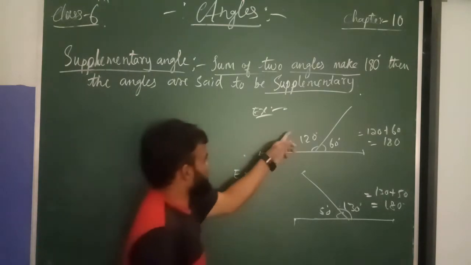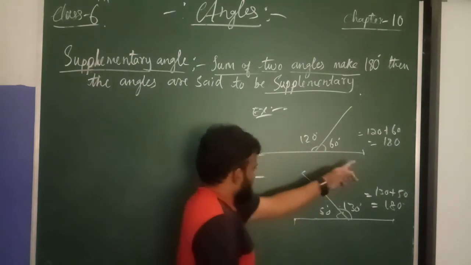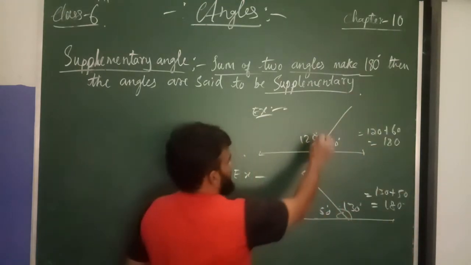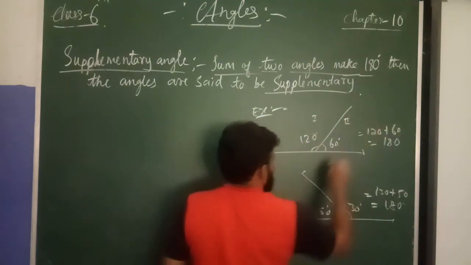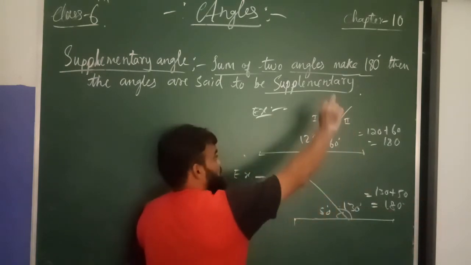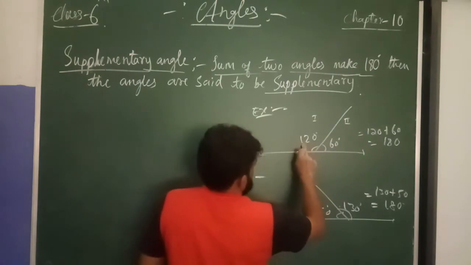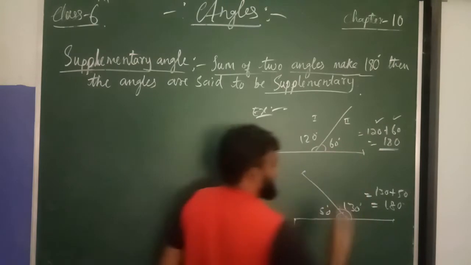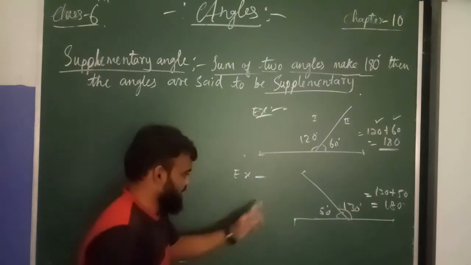See here the angles. I have taken 120 degrees; the straight angle is 180 degrees. I have two adjacent angles: this is one angle, this is the second angle. 120 degrees plus 60 degrees. We can take any numbers, but the sum should be 180 degrees. If we add 120 plus 60, what will we get? 180 degrees.